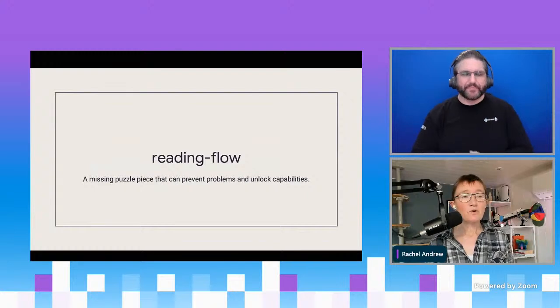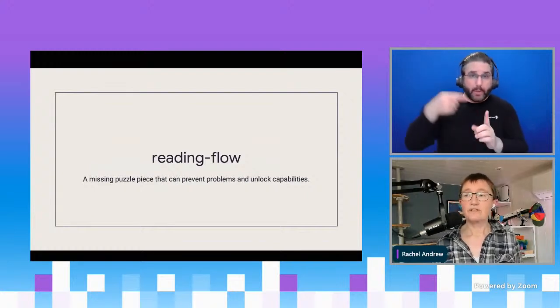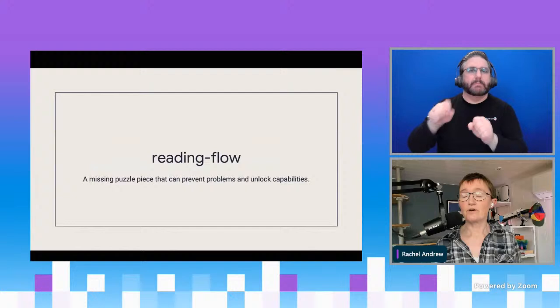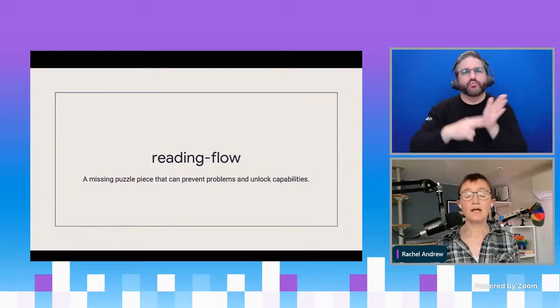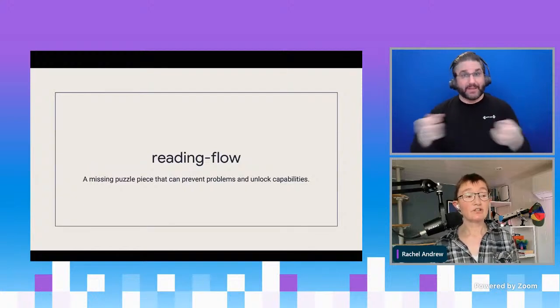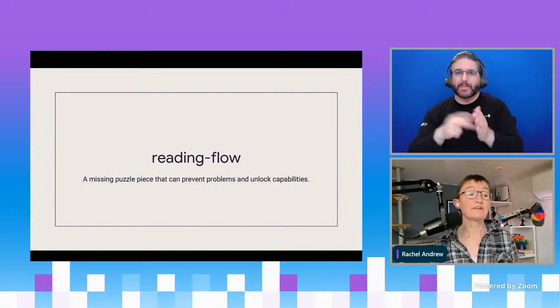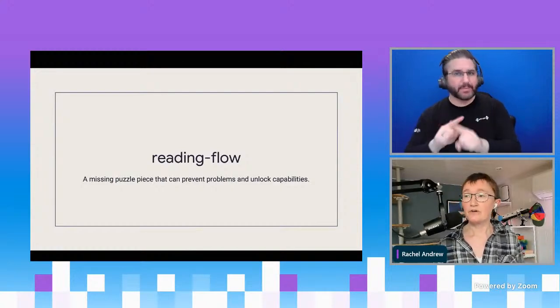And the thing I'm going to talk about today is one of those things, this property that we're calling reading flow. It solves a problem, but it also enables things that are currently technically possible, but advised against. So let me show you how that works.